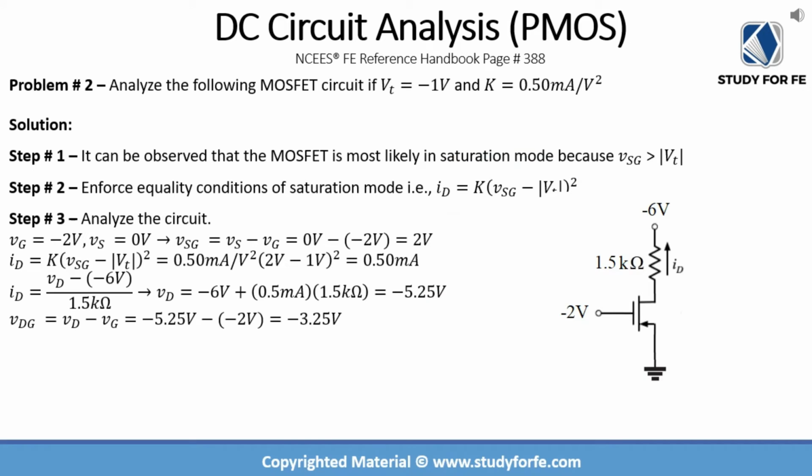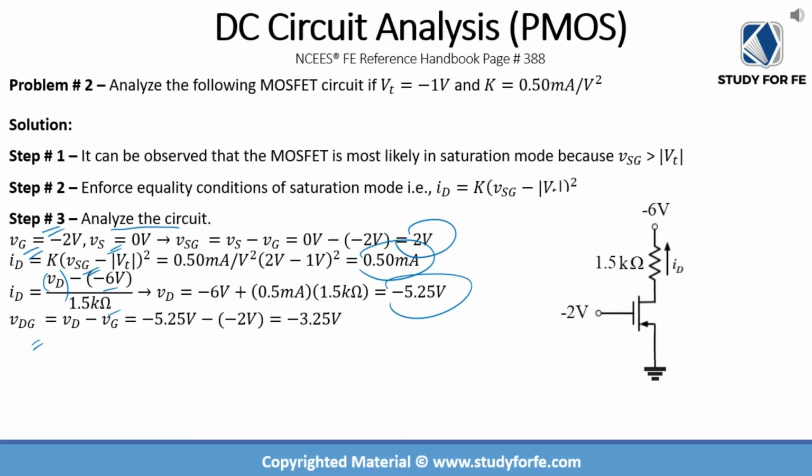squared. In step number 3, we are going to analyze the circuit. We are already provided the value of VG and VS. That helps us calculate VSG. We're going to substitute that value in this equation for ID. That gives us a value of ID. And then we can calculate the drain current, because drain current is equal to (VD minus 6 volts) divided by 1.5. I rearrange this, I get this value for VD.